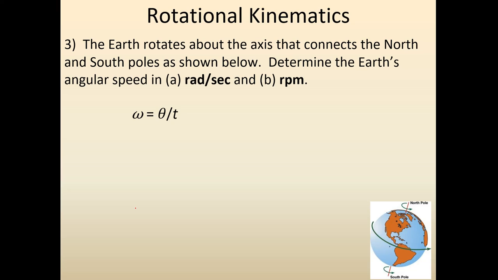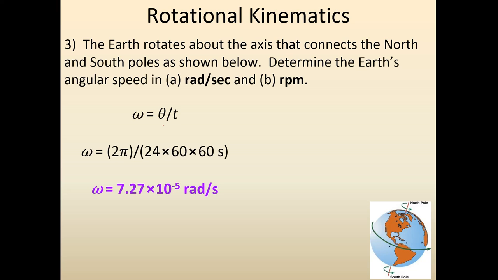We know that in one day, it completes one full rotation. One rotation is 2 pi radians. And one day is going to be 24 hours times 60 minutes times 60 seconds. So if we do 2 pi divided by 24 times 60 times 60, we'll end up getting 7.27 times 10 to the negative fifth radians per second. So that's going to be our angular speed in radians per second.